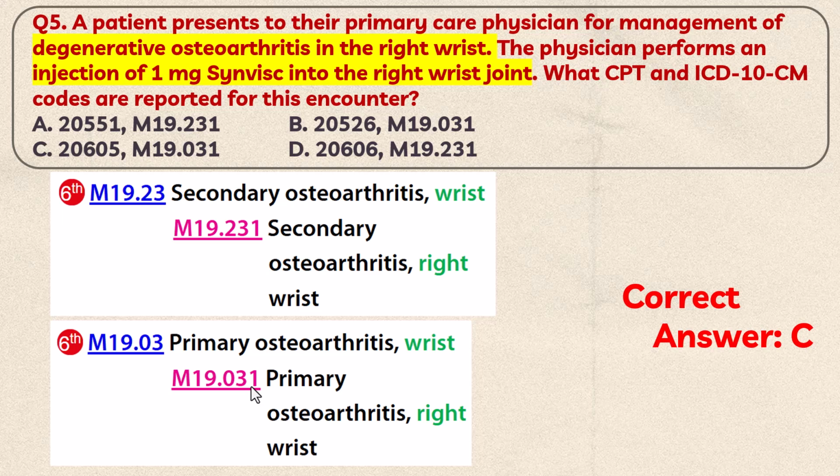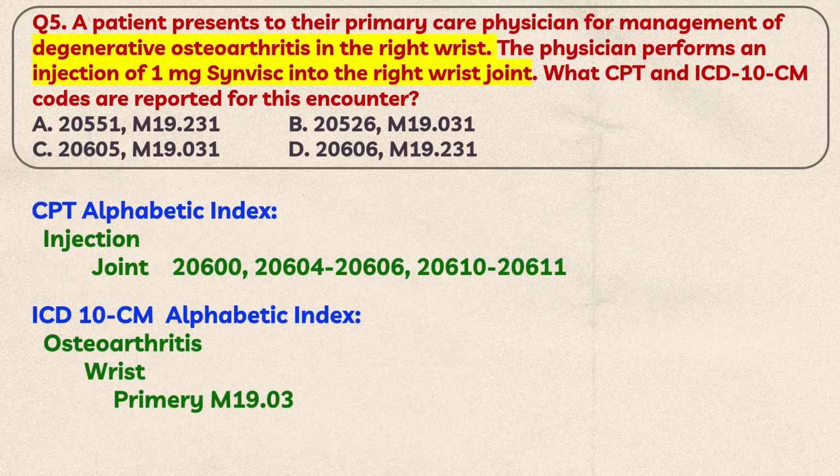So if you encounter this case in a real working scenario, you have to use the alphabetic index of CPT and ICD-10-CM to find the answers. So let's see how to find that. For the CPT alphabetic index, first you have to go for the search term injection, then go to the subterm joint. So it will lead you to the following code series. Again, come back to the tabular list and confirm the answers. Once you confirm, it will be answer 20605.